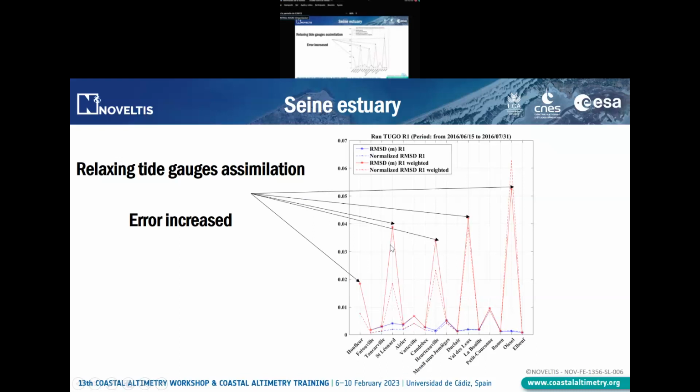So it means that the dynamic is very, very local. And if we want to obtain model outputs with an error of a few centimeters, we need to assimilate as many tide gauges as possible.